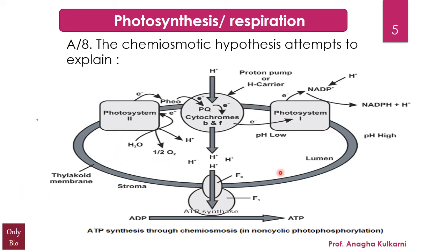You might have seen this particular representation in NCERT textbook as well as in the government textbooks. So this is a representation of how ATP is synthesized in non-cyclic photophosphorylation. So the concentration of H plus ions inside the lumen of the thylakoid membrane, you can see here, it goes on increasing. So this establishes a kind of a proton motive force or a proton pump or a proton gradient.